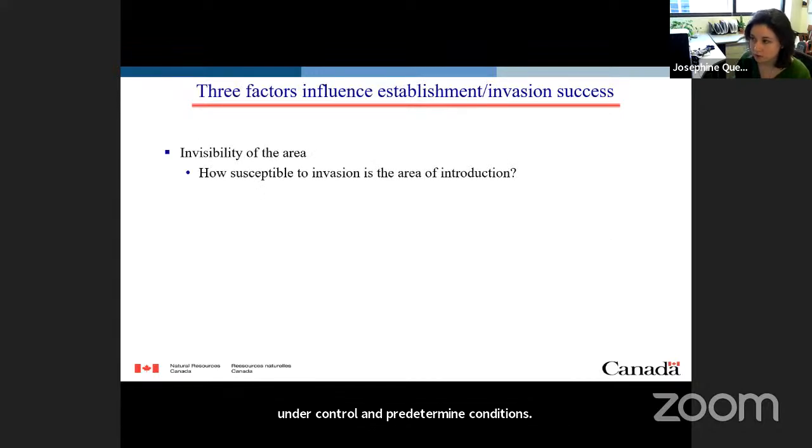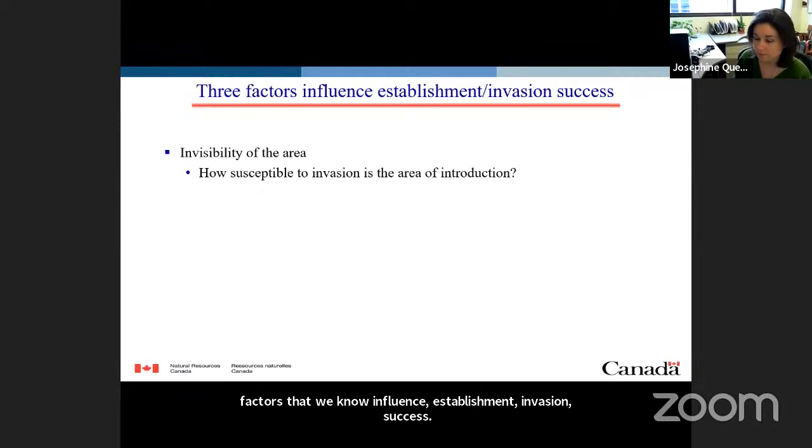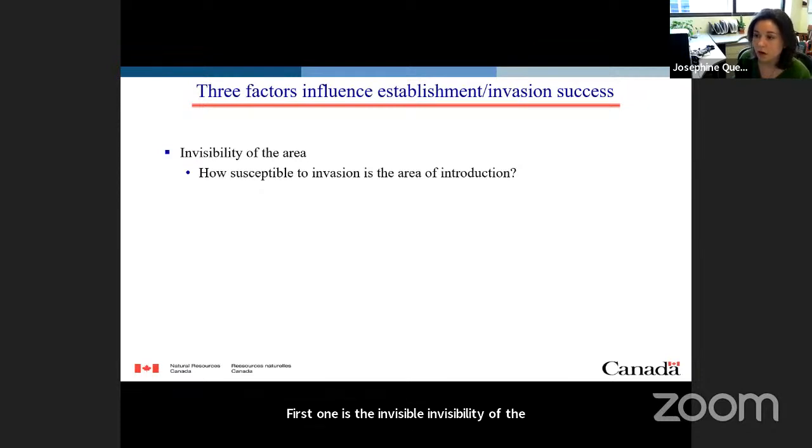So from invasion biology, there are three categories of factors that we know influence establishment and invasion success. First one is the invasibility of the area, which is basically how susceptible to invasion is the area of introduction. So is the ecosystem providing an available niche for the introduced insects? Are there going to be predators that could potentially regulate that insect? Or is there going to be competition for the niche? Things like that.